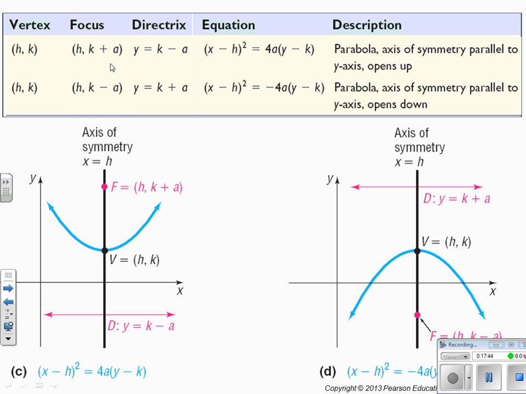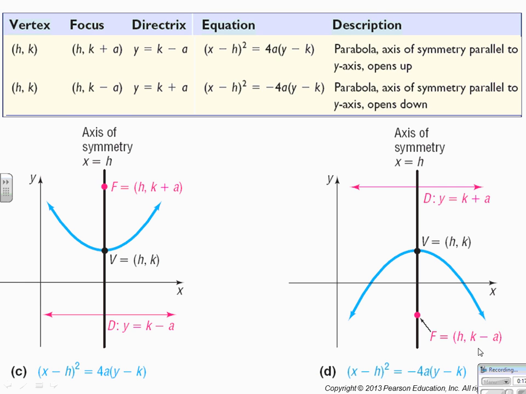For an opening down parabola, so that looks like this. For opening up, the focus is at h comma k plus a, and the directrix is at y equals k minus a. For an opening down, the focus is at h comma k minus a, and the directrix is the opposite, y equals k plus a. Your axis of symmetry is x equals h for both, and your little equations look like this.